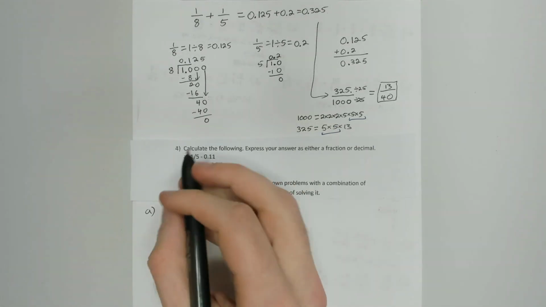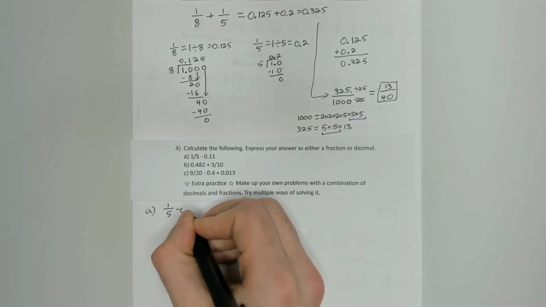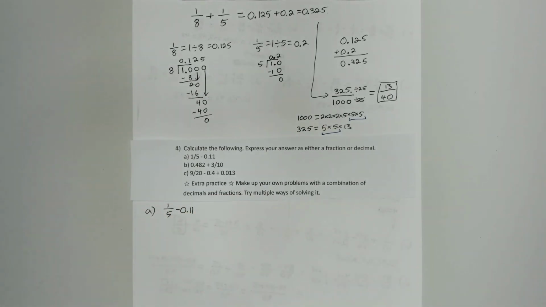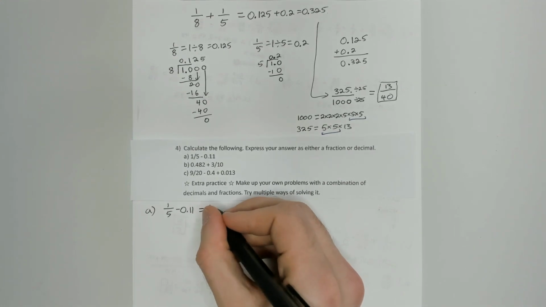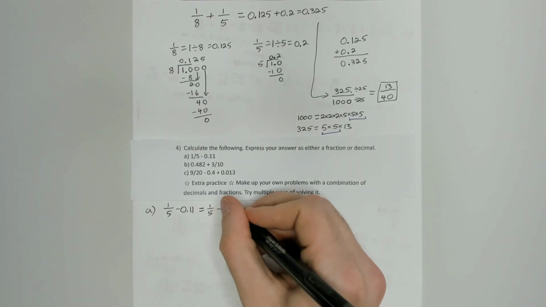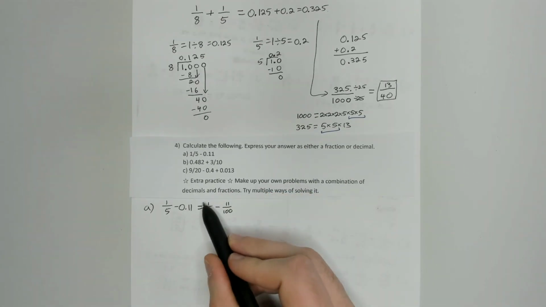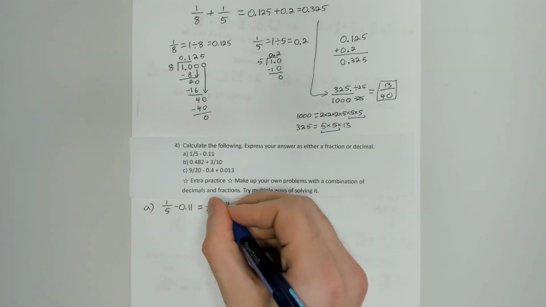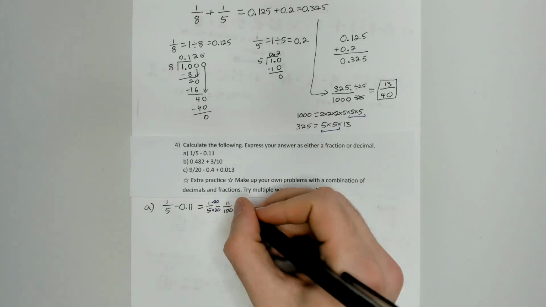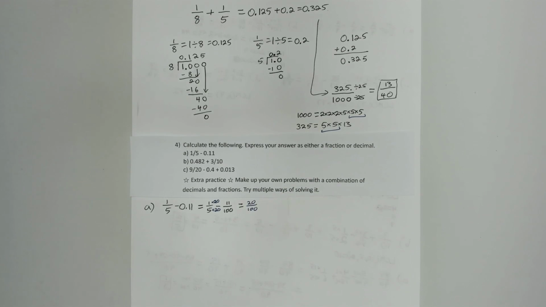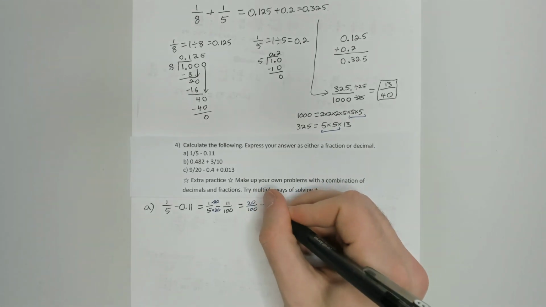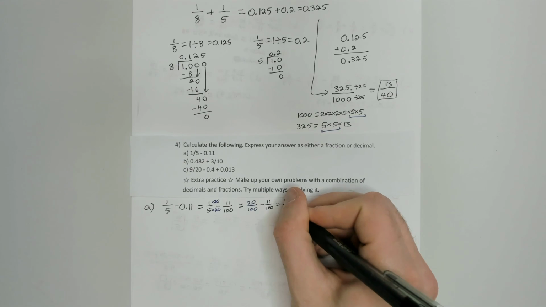But for the first one, 1/5 minus 0.11, I'm going to decide to do this by converting decimals into fractions. So this 0.11, we can write that as 11 out of 100, right? Now in order to combine these, we just need a common denominator. 5 is a factor of 100, so we can multiply the numerator and denominator by 20. And so we are going to get that 1/5 is the same as 20 out of 100. So there's our common denominator, and we're subtracting off 11 out of 100. So that's going to give us 9 out of 100.